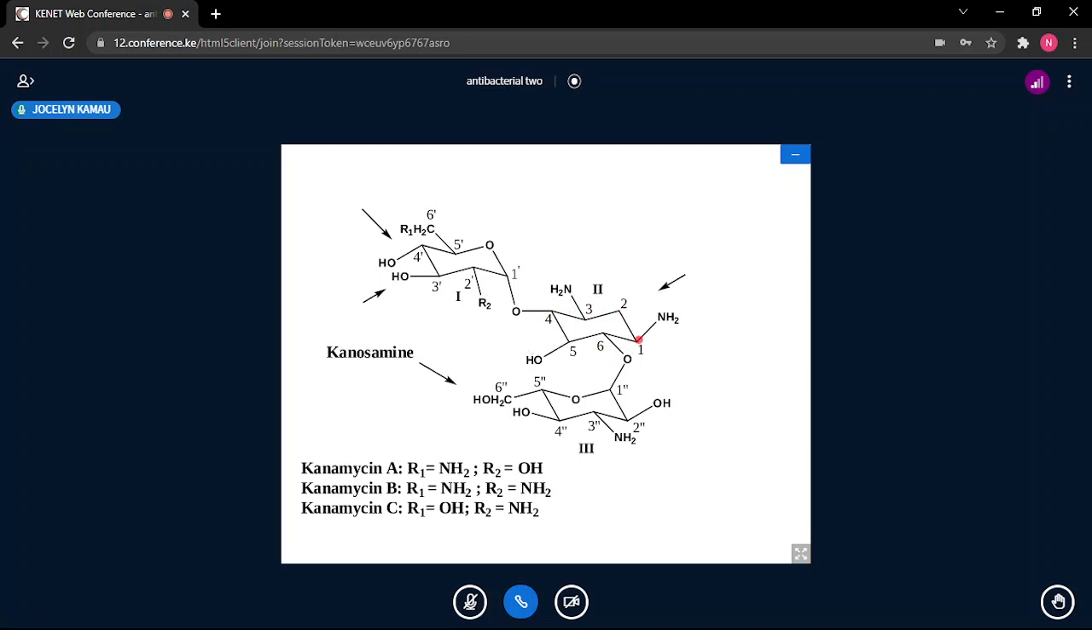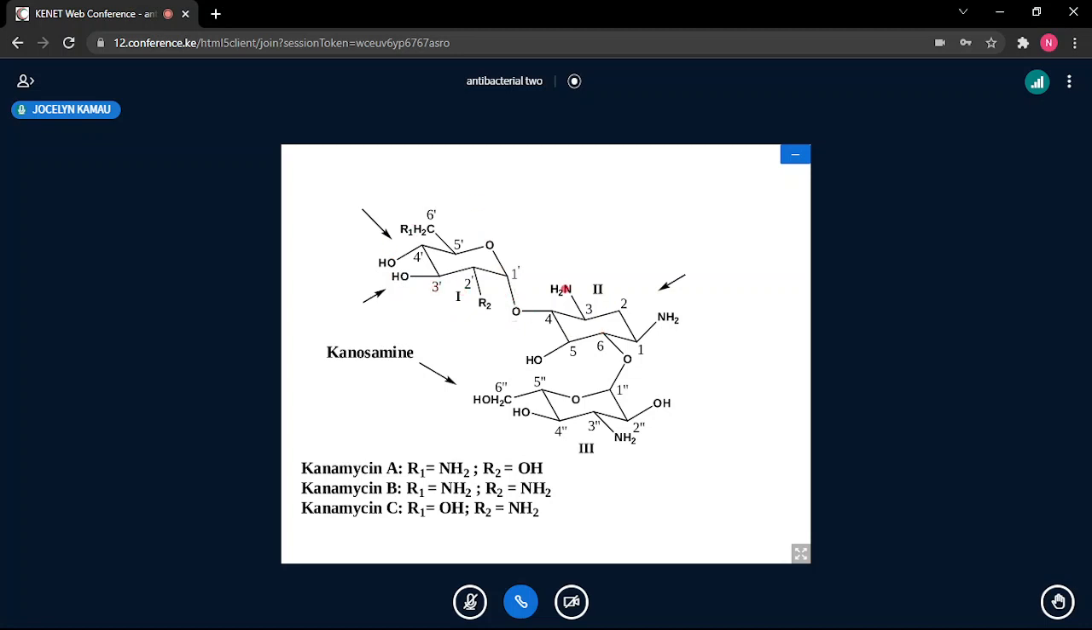But you look at position number 1, it has an amino group. You look at position number 3, it has an amino group. You look at position 2, it has no substituent. At position number 5, it has a hydroxyl group. At position number 6, it had a hydroxyl group, but that hydroxyl group, which has this oxygen, has been linked with the amino sugar with a glycosidic bond. This is a glycosidic bond. Again, at position number 4, the aminocyclitol has been joined or linked with the amino sugar with a glycosidic bond.